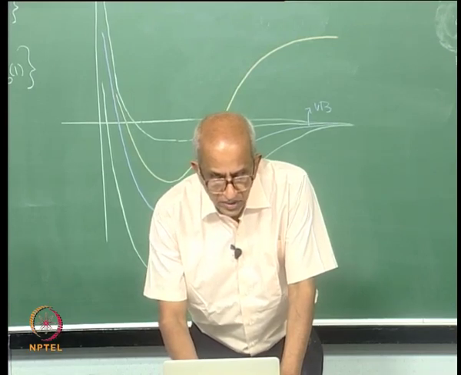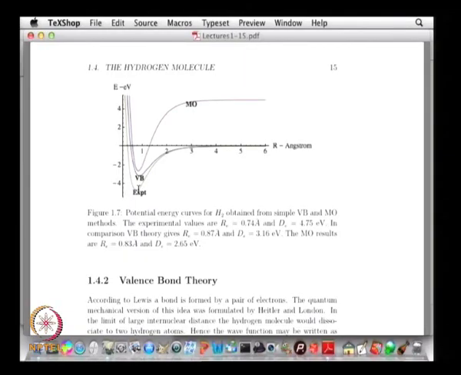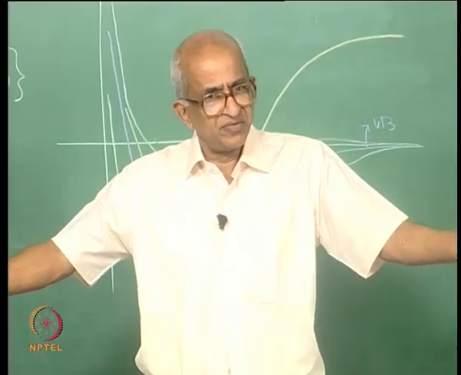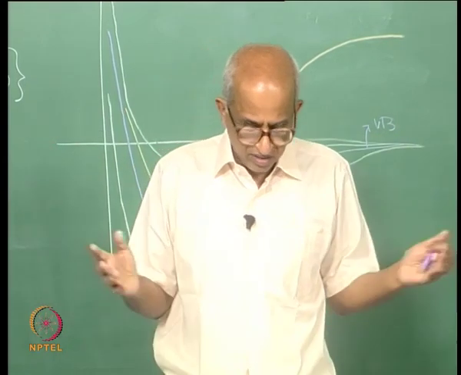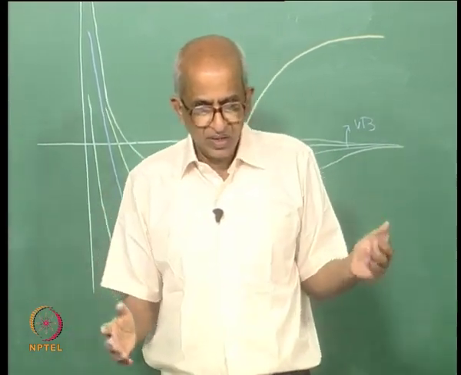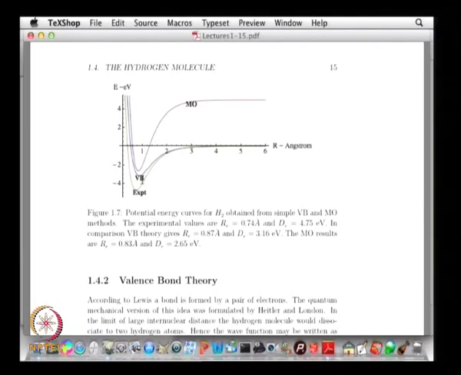So, this one is the experimental curve, that is the valence bond result, and this curve is the molecular orbital result. You can see that valence bond theory actually is better in two respects. It describes the dissociation limit correctly, which is not surprising because that is how we constructed the wave function. But you also find that the energy predicted by the valence bond theory is better than the molecular orbital theory.